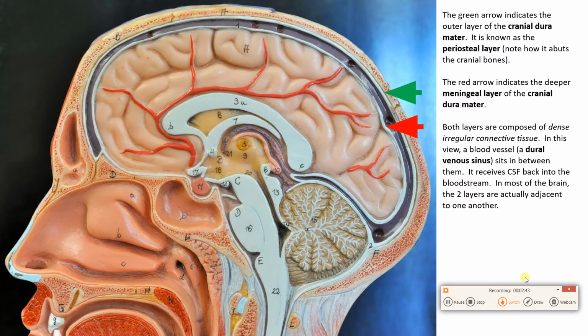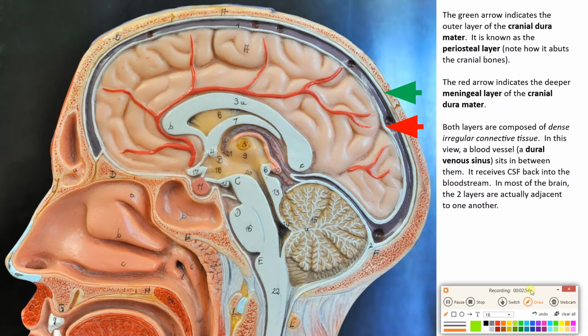Let's look at the same picture for a moment, and we can see these 2 layers of the Dura matter. Now, when we're talking about the Dura matter around the brain, we use the word cranial in front of it. So we say cranial Dura matter. If we were talking about it around the spinal cord, we would say spinal Dura matter. Okay? Now, the 2 layers here, there's an outer one which the green arrow is touching, and an inner one which the red arrow is touching.